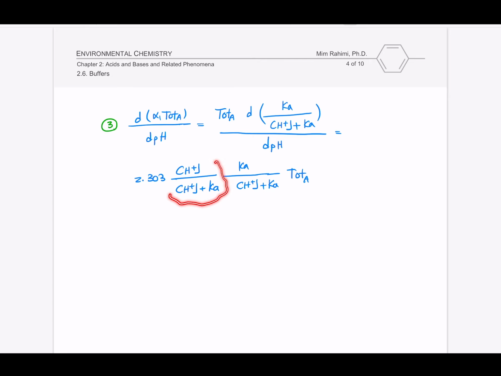What is this guy? What kind of alpha? This is alpha 1. So this is alpha 0. So this would be equal to 2.303 alpha 0, alpha 1, total A. So that's the contribution of weak acid on the total buffer intensity. And as we were expecting, we're seeing that Ka and also the total factors in that contribution.